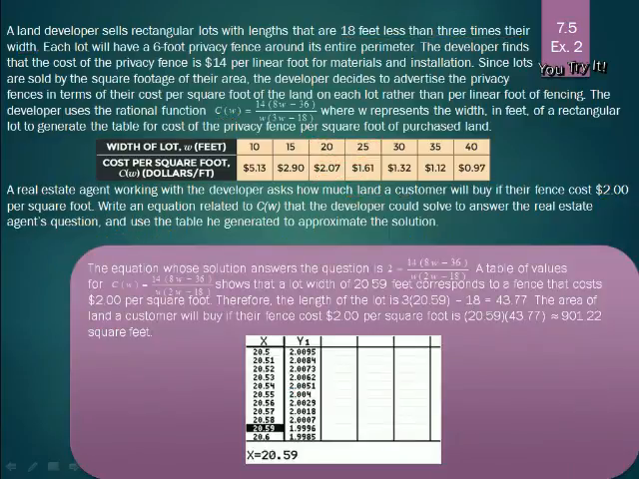Let's go ahead and summarize. The equation whose solution answers the question is 2 equals 14 times (8W minus 36) divided by W times (3W minus 18). A table of values for C of W equals 14 times (8W minus 36) divided by W times (3W minus 18) shows that a lot width of 20.59 feet corresponds to a fence that costs $2 per square foot. Therefore, the length of the lot is 3 times 20.59 minus 18 equals 43.77. The area of land a customer will buy if their fence costs $2 per square foot is 20.59 times 43.77, which is approximately 901.22 square feet.